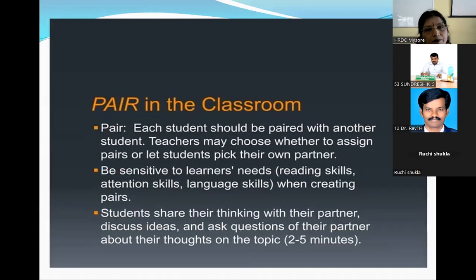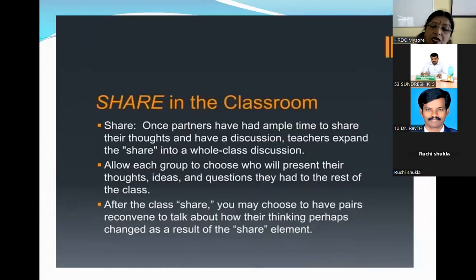Pairing happens. And after that, the last stage is sharing. Once partners have had ample time to share their thoughts and have a discussion, teachers expand the share into a whole class discussion. So pairs can be brought to the forefront of the class, and they will share with the whole class. Allow each group to choose who will present their thoughts, ideas, and questions to the rest of the class. So two of them are there. Any one of them can share it to the whole class.